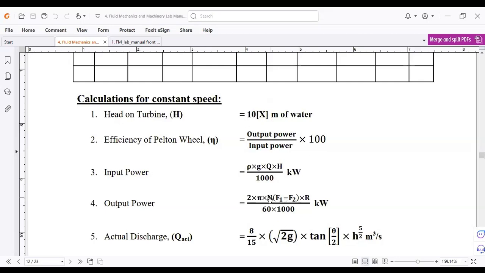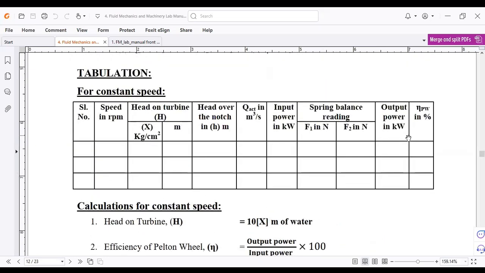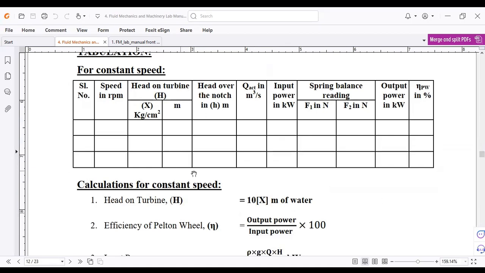And the speed, we multiply by the speed. And R is the radius of the brake drum. That is the value given in the experiment itself. And we have to divide by 60 because the speed we took is in revolutions per minute. We have to divide it by 60 to convert into seconds. And the answer you get is the output power. Next, efficiency is very simple. Output power divided by input power gives the efficiency. This is the calculation method for the constant speed.